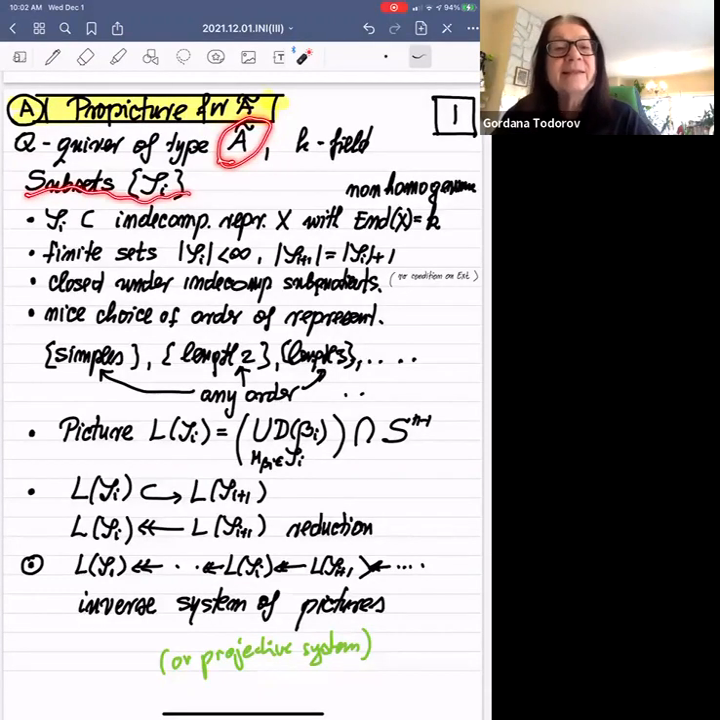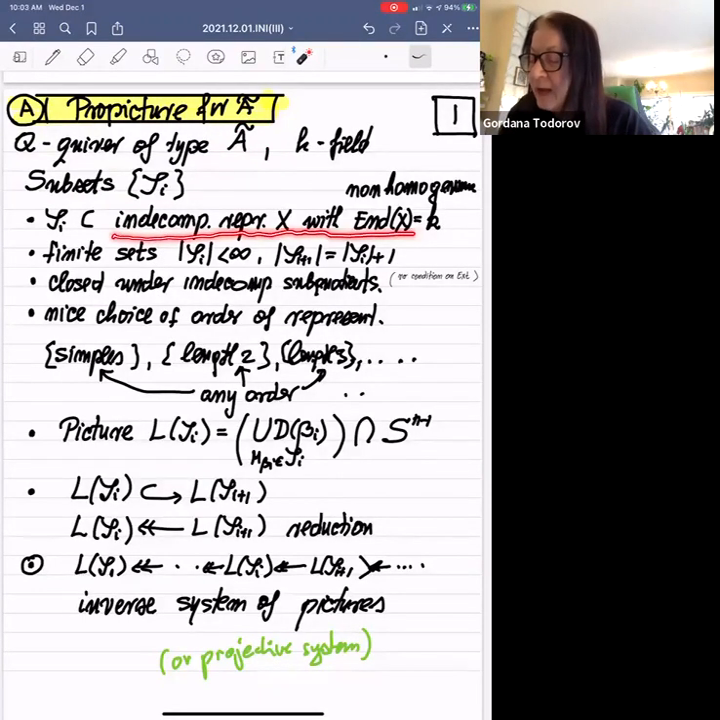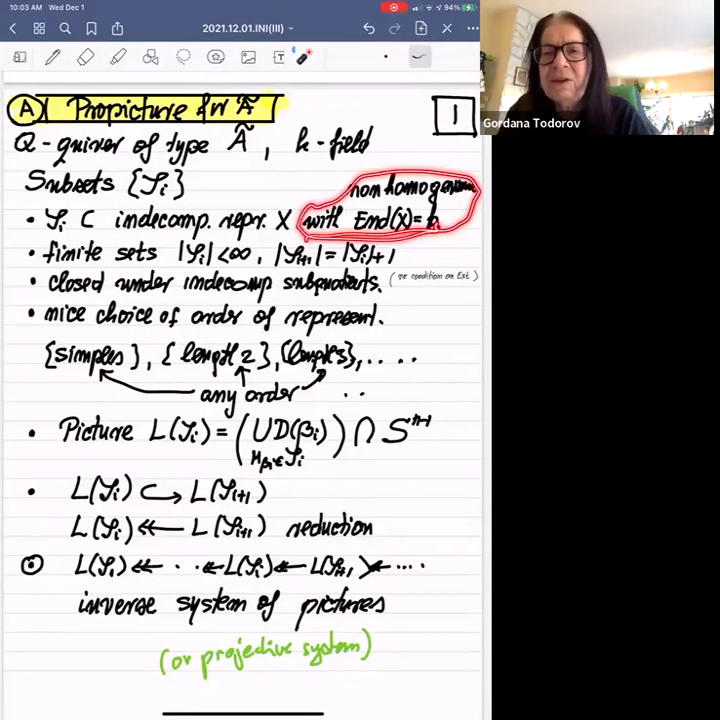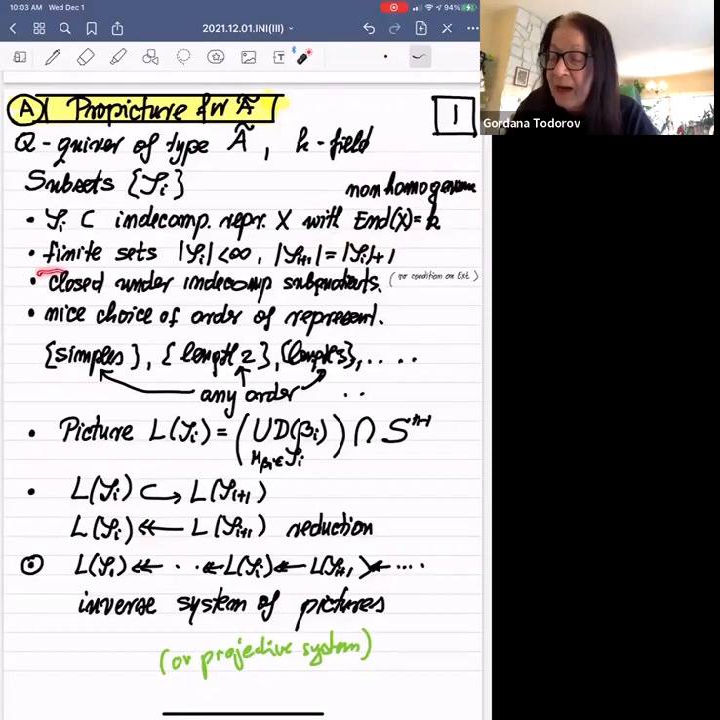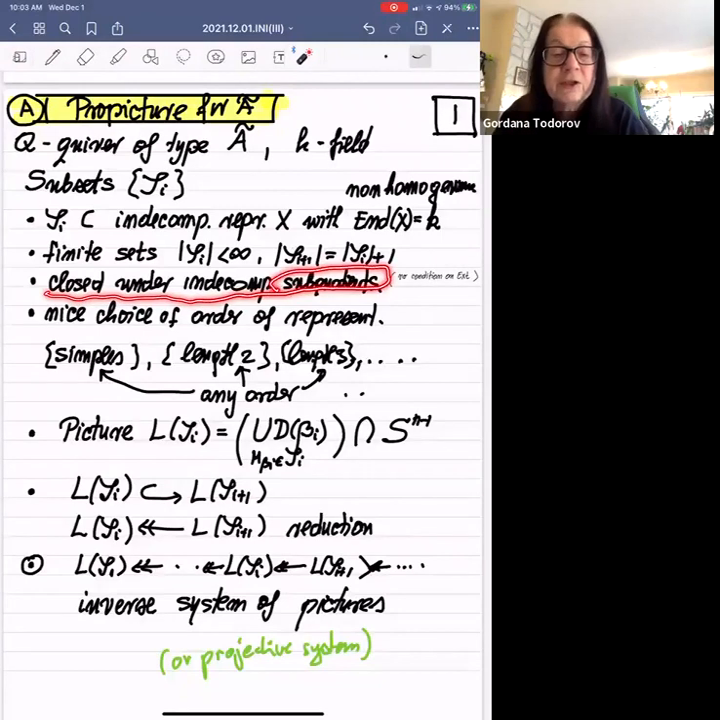We consider subsets S_i. Subsets S_i are subsets of the indecomposable representations with endomorphism ring K, but non-homogeneous. So it's non-homogeneous bricks. Notice it will also include modules in the tube which have dimension vector below the null vector, but not above it. On the example, it will be clear exactly which ones I'm taking. These S_i will be finite. We'll be adding one at a time, even though later I'll be adding in clumps. They're closed under indecomposable subquotients, so they're closed under submodules and closed under indecomposable quotients.